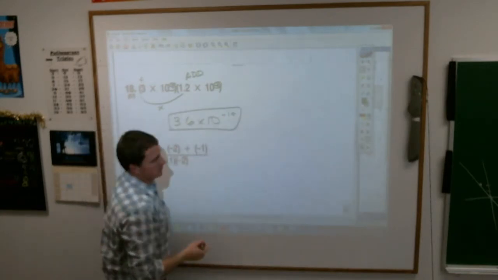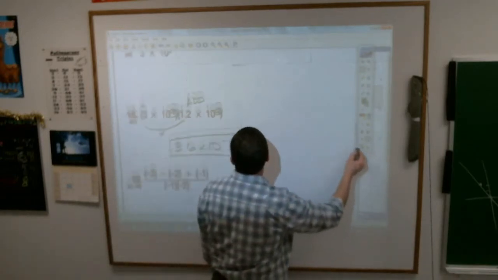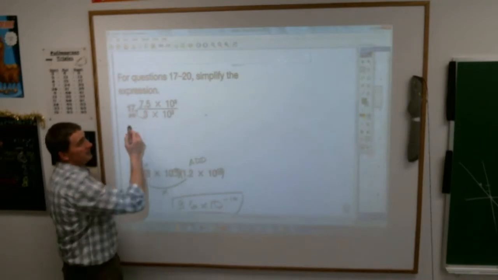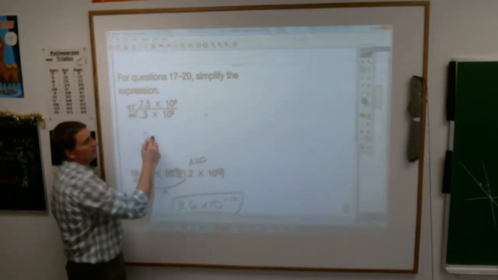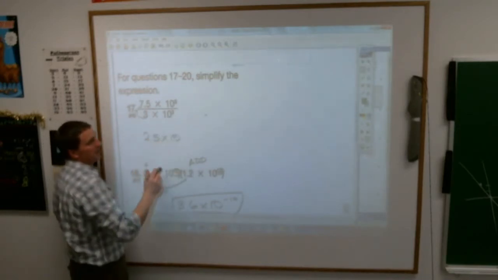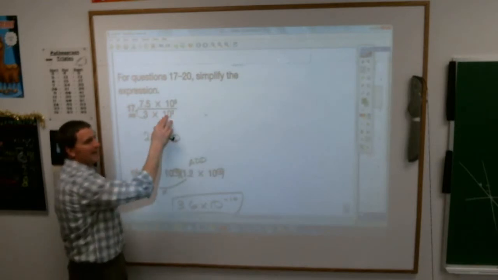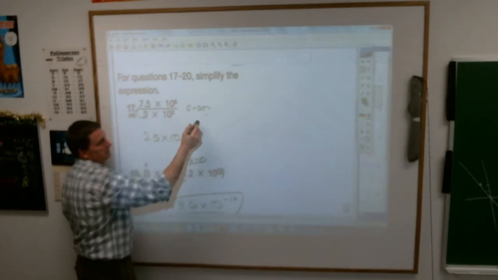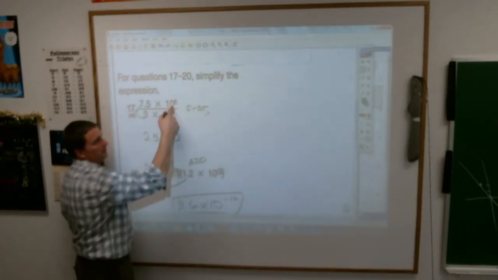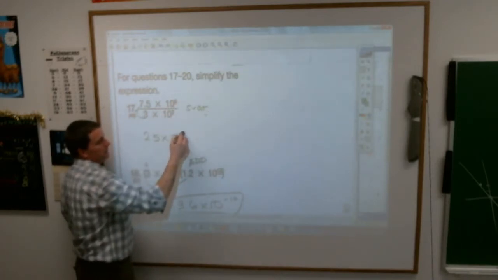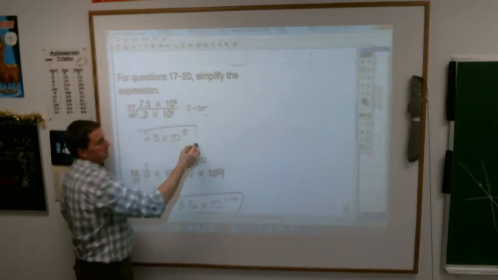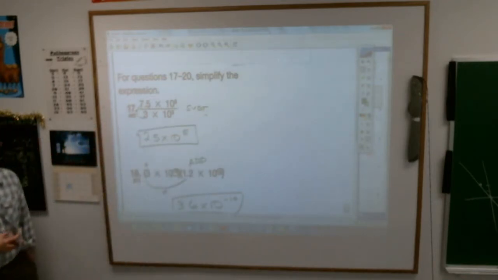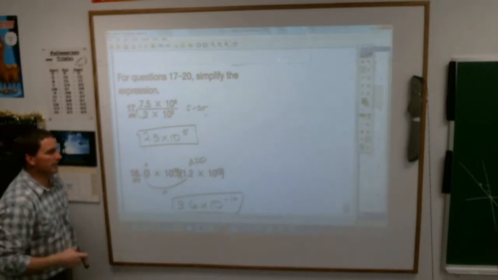Now, because we're on the whole subject there, what about for division? It's really the same thing. You divide these two, which gives you 2.5, and write down times 10. What do you do when you divide? Subtract exponents. 3 from 8 is 5. Subtract. And then number 19.